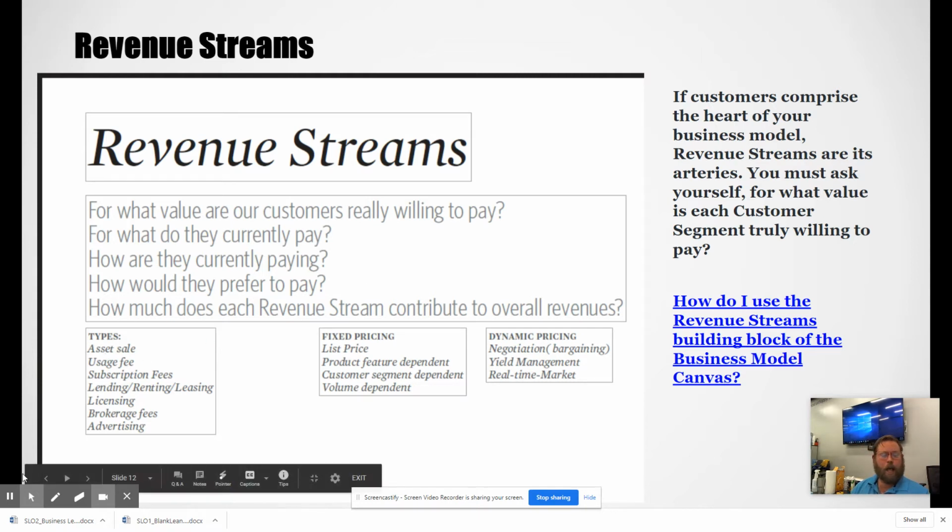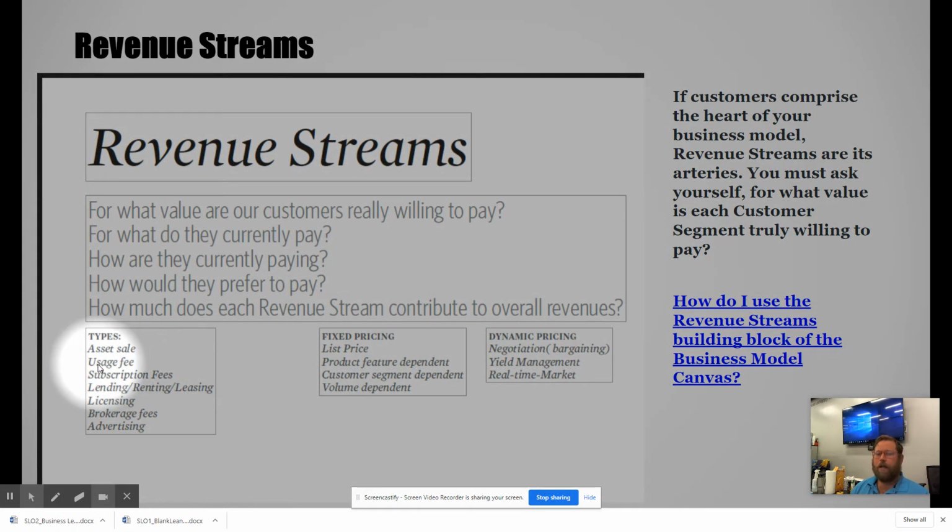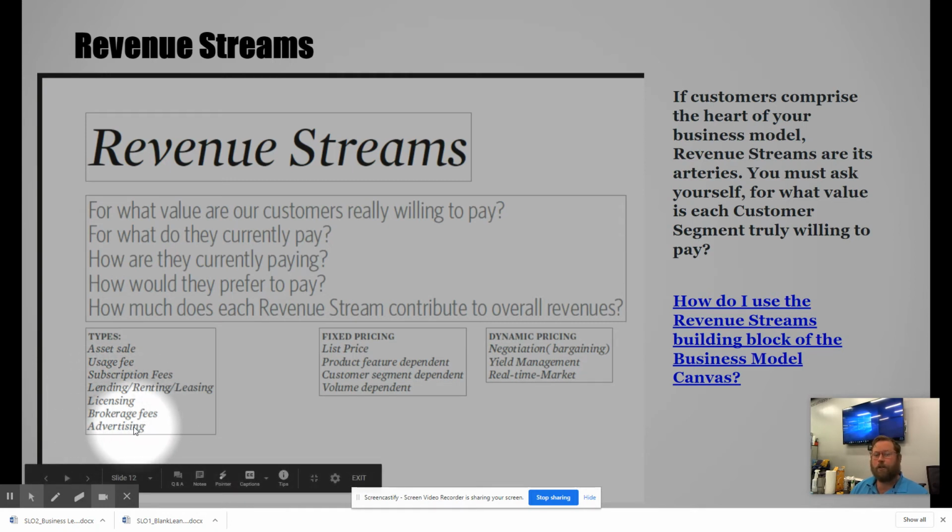Asset sales, guys, would be anything that you're physically selling, or a usage fee that they put on top. The more you use it, the more you pay, or vice versa, the more you use it, the less you pay. Subscription fees, we all do this with Spotify, Pandora, Netflix, a multitude. You might lend, rent, or lease equipment. You might license out your idea for others to use. Advertising might be a stream, which is big time for Google and Facebook. In fact, I believe Facebook's revenue is probably 90%, if not higher, from this.